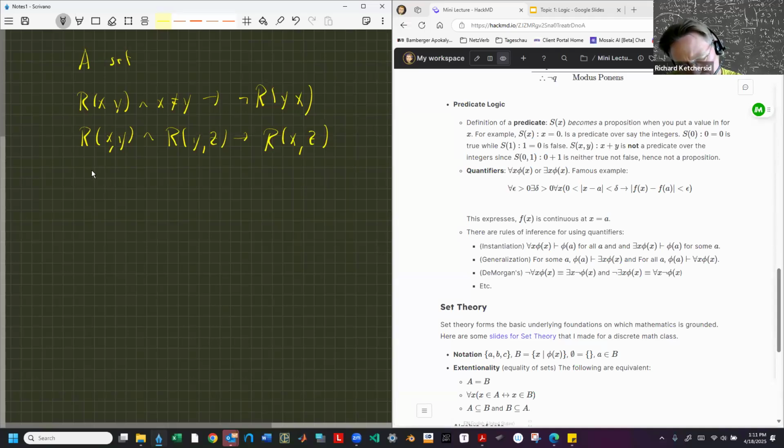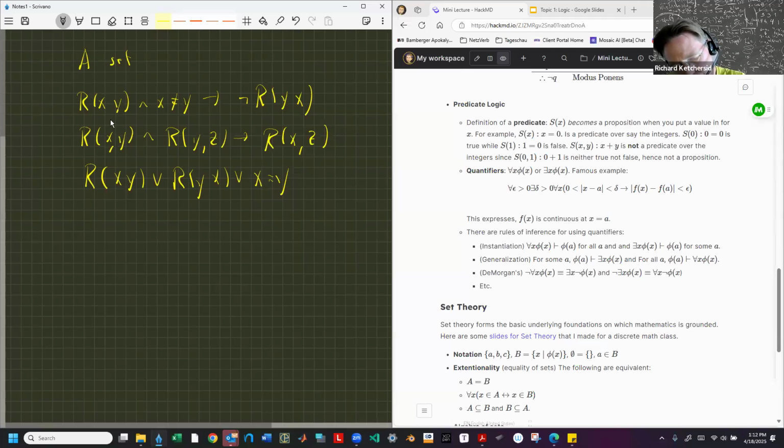And I want one like this: R x y or R y x or x equals y. So that's like a trichotomy. Maybe you can see what's going on here.